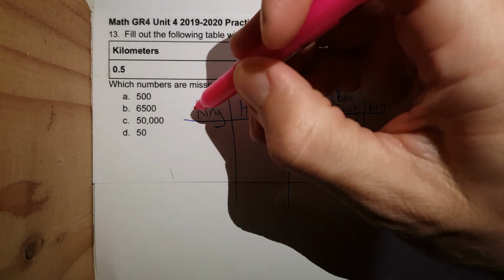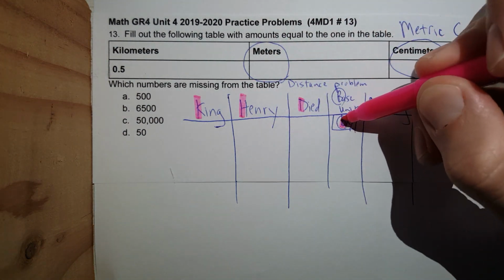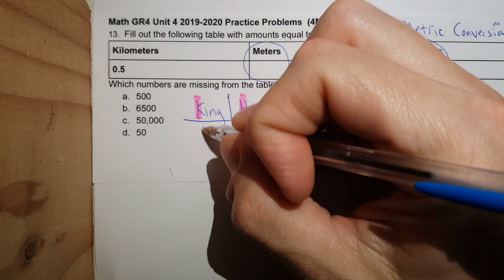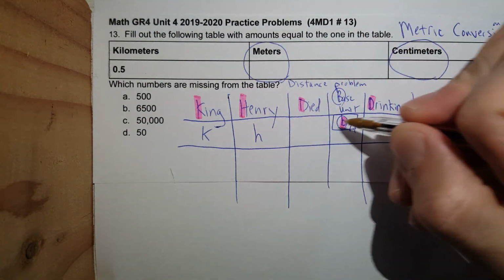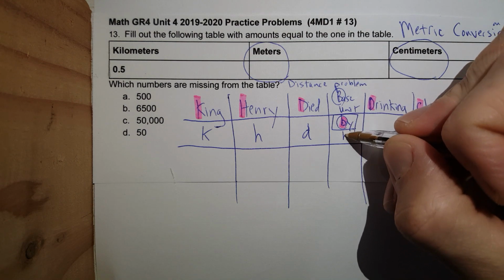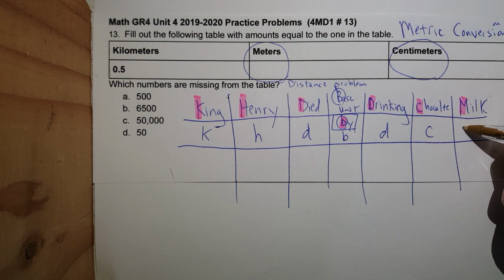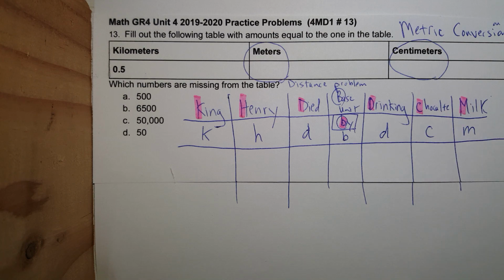So check this out. The K is important, the H is important, the D is important, the B is important, the D is important, the C is important, the M is important. Now watch this. I'm going to write the K here, the H here, the D here, the B here, the D, the C, the M. King Henry died by drinking chocolate milk.